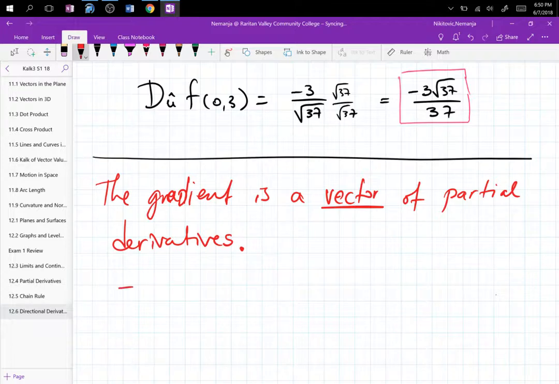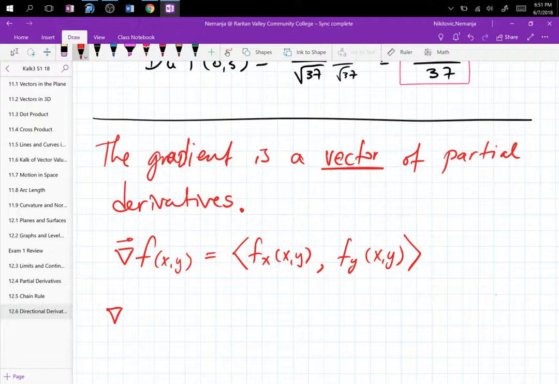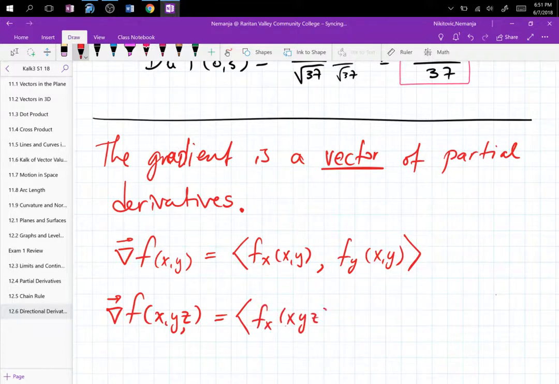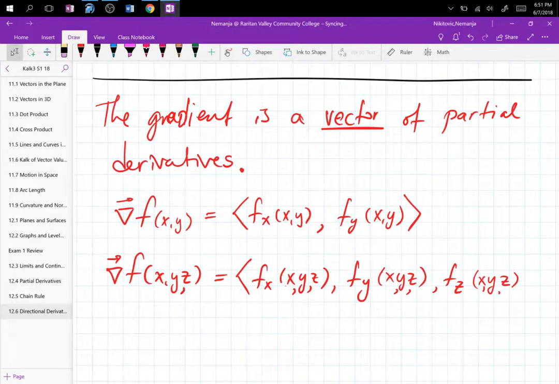You want a 2D gradient? Not a problem. The notation is this upside down triangle with the arrow on top because it's a vector. And the gradient of function f of x, y is just going to be the vector partial of x, comma, partial of y. You want the 3D version? Not a problem. We go x, y, z now. And we have partial x of (x, y, z), partial y of (x, y, z), and finally partial in z of (x, y, z). So there are your two-dimensional and three-dimensional cases.